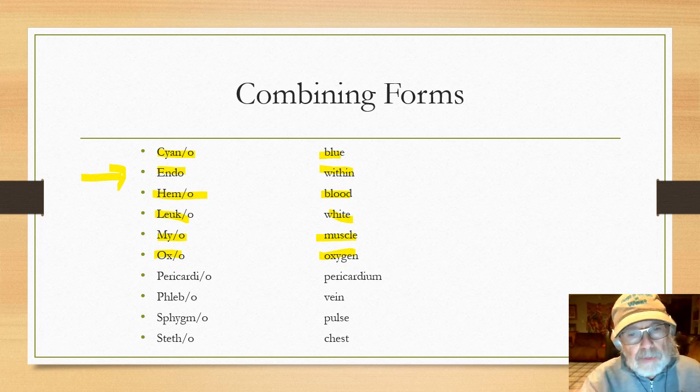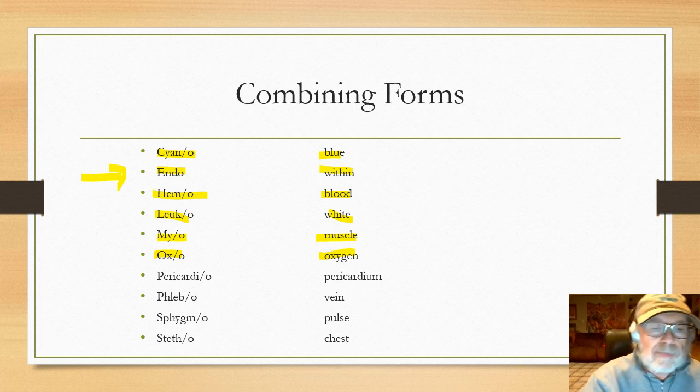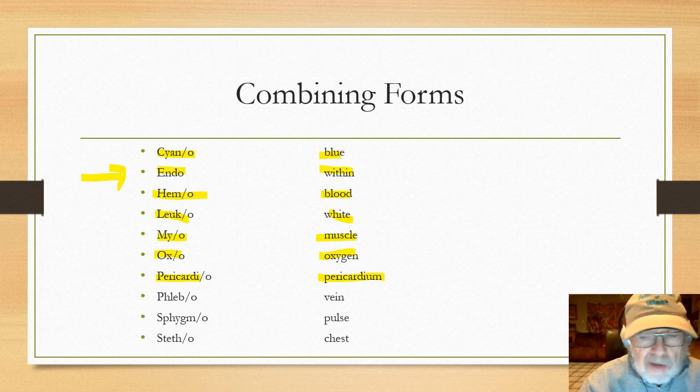Oximeter: meter, an instrument to measure oxygen. Pericardio means pericardium, and the pericardium is actually a membrane that covers around the heart. We talked about that before. We talked about body cavities. We talked about the thoracic cavity and the ventral body cavity.